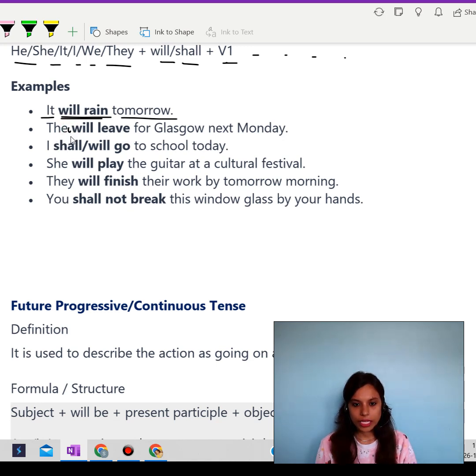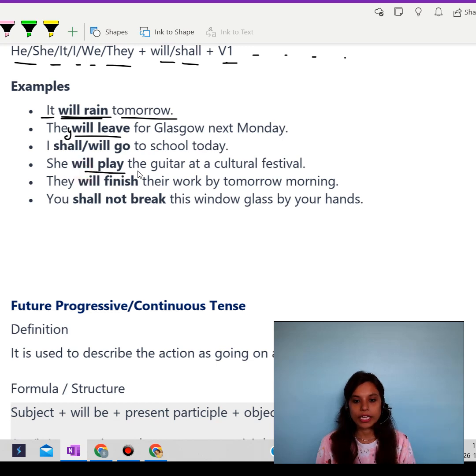It would be they will, a little bit of misprint. They will leave for Glasgow next Monday. So will leave. That's a part of future tense, will or shall, and then the verb form. I shall or will go to school today. So the student has not yet visited school today. He or she will go to school today. So yes, shall or will we can use, go to school today.